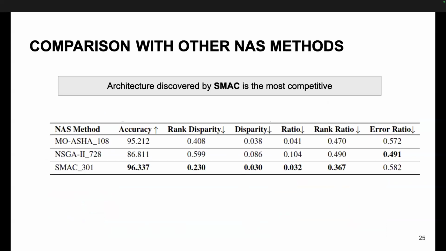We also compared with other neural architecture search methods, specifically the multi-objective ones, MoASHA and NSGA2, and we used the Syne Tune library for these 2 baselines. What we observed was that the architectures discovered by SMAC were performant across different metrics compared to these baselines. One interesting thing is that we optimize only for rank disparity, but the architectures were competitive across different fairness metrics too.